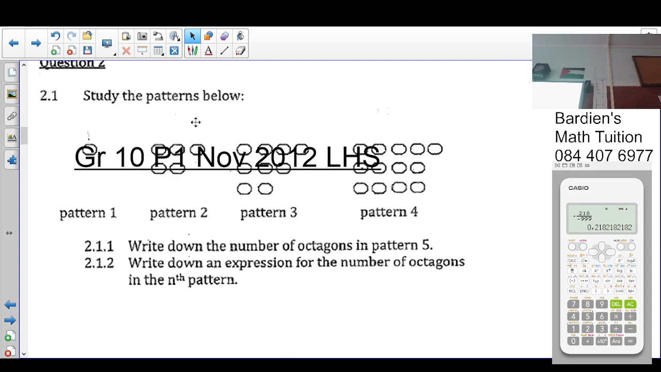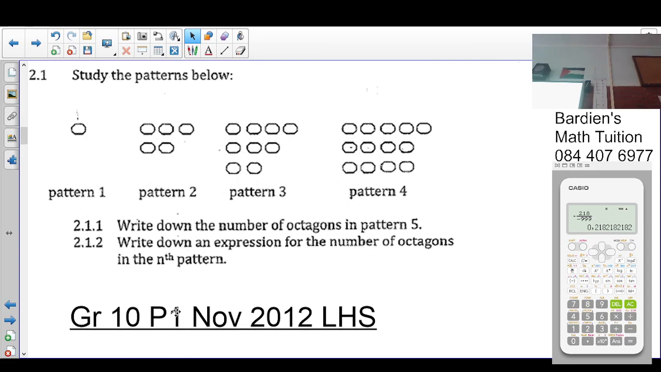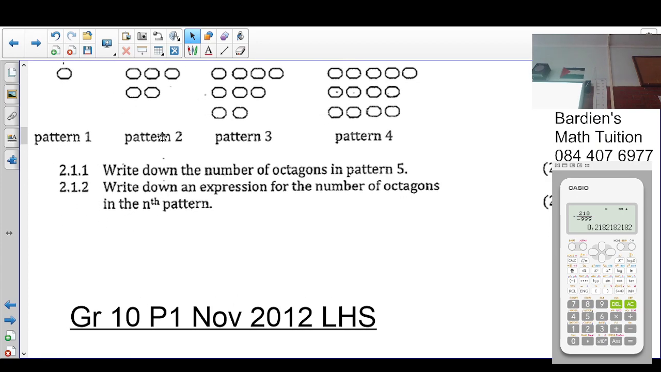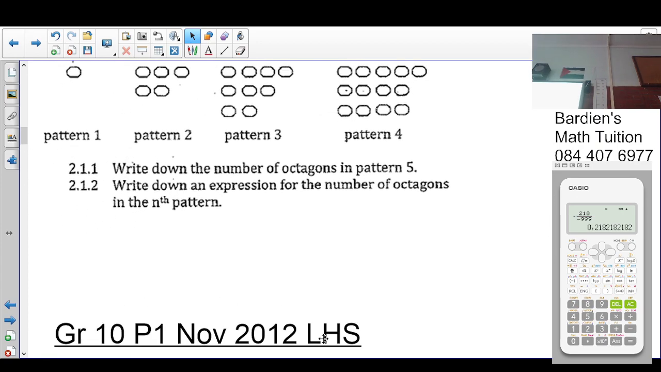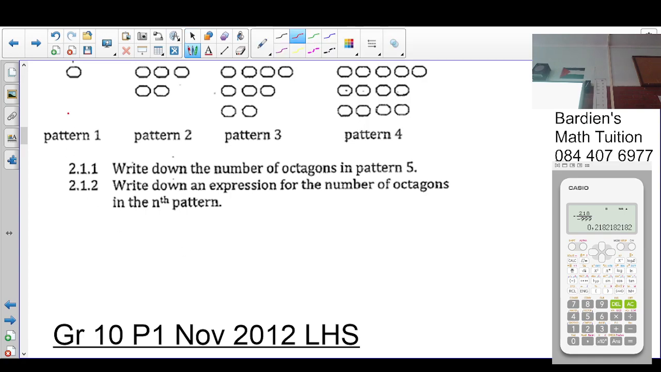Question 2. Number patterns. Study the number pattern below. So here we have 1. How many are here? 5. Here is 5, 7. It's 7, not 9. 1, 2, 3, 4, 5, 6, 7, 8, 9.